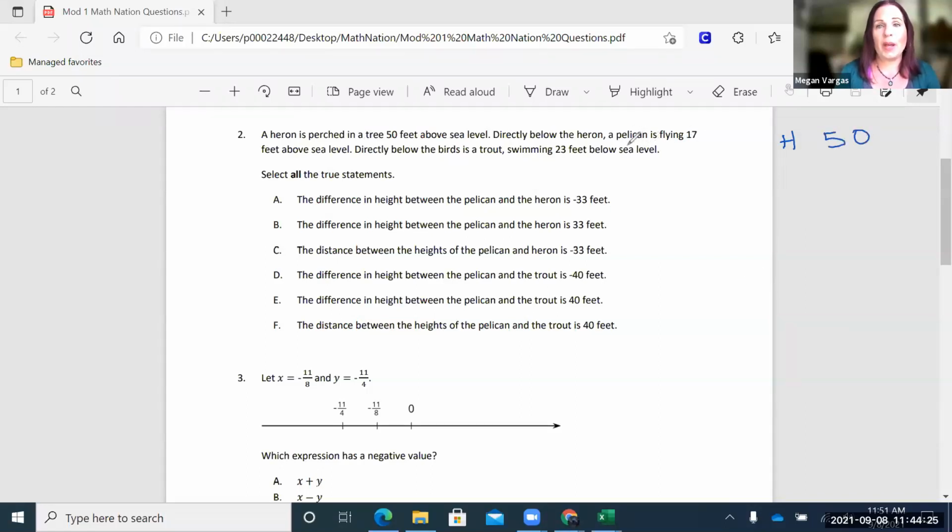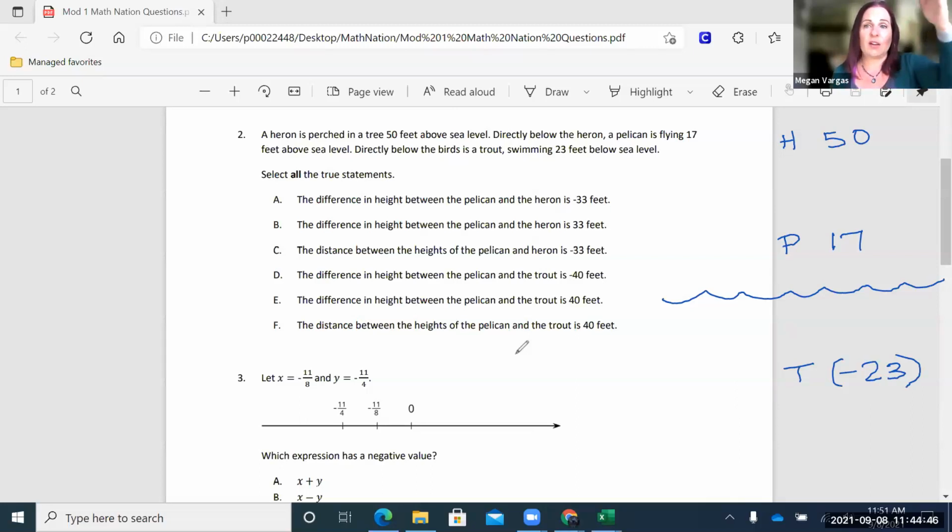Then we've got a pelican that's flying 17 feet above sea level. Then we've got sea level. And then we've got a trout swimming 23 feet below. So I'm going to put negative 23, right? So here are my 3 animals, the heron, the pelican, and the trout.